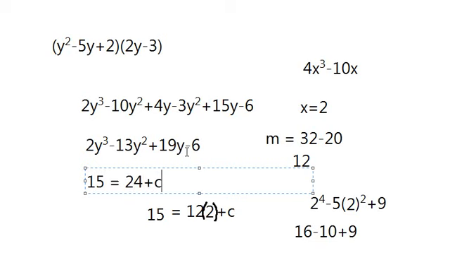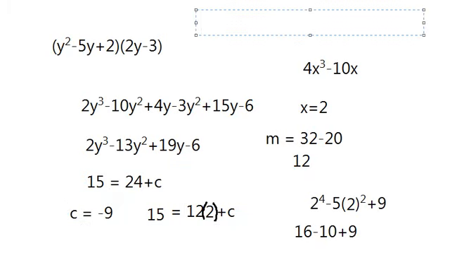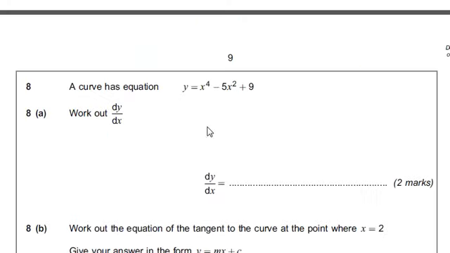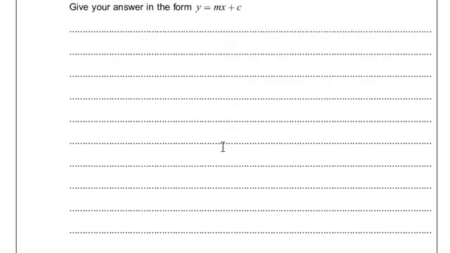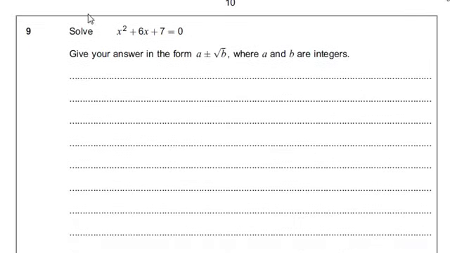24 plus c. So now that we know, you can rearrange it so to get c is actually equal to negative 9. So c would be negative 9, so the equation of the tangent will be y equals 12x minus 9. So that is the equation for the answer on 8b. Okay, so that's simple. And question 9 currently is solve that equation.